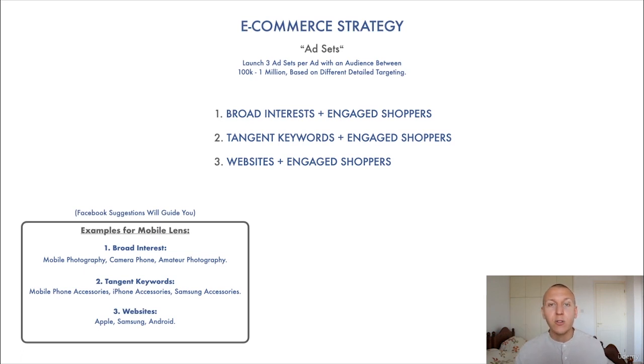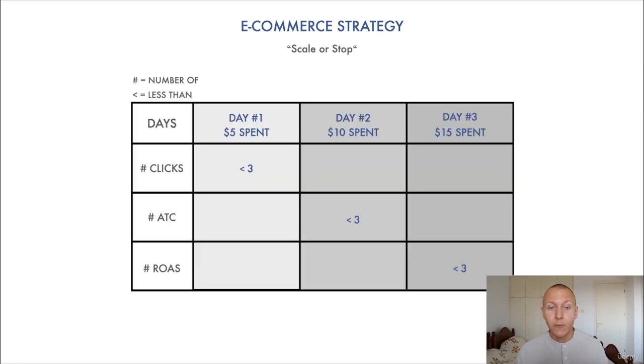The next thing we want to know is, okay, what am I going to look for? Now, this is the scale or stop part. We are going to learn how to look at the statistics too. What we're going to be looking at is what has happened after we've spent $5, $10, and $15. And these are different thresholds, meaning after you've spent $5 on an ad set, you need to have at least 3 clicks. If you do not have at least 3 clicks, you terminate the ad set, okay? You shut it off.